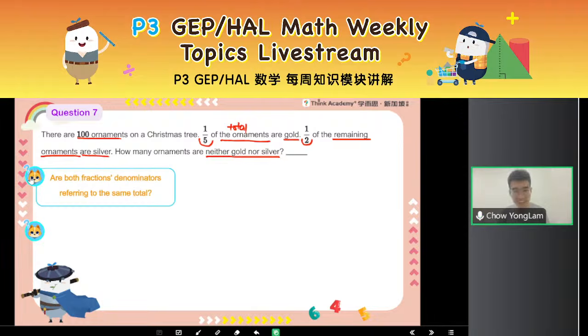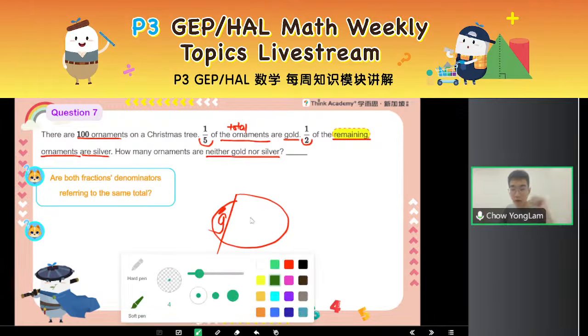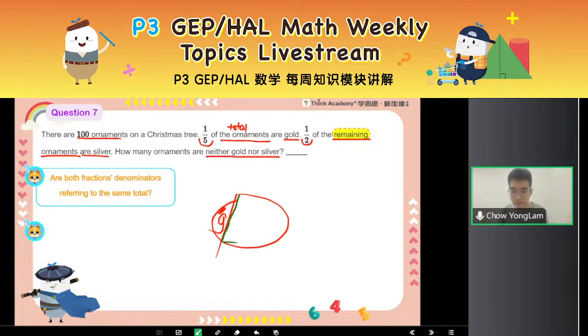Right. Hey, you might notice there's a pesky little word here: remaining. So 1 over 5, of course, I take from the total. Imagine I have this many ornaments. I take 1 over 5. Okay, these are gold. Did the 1 over 2 come from the total as well? No, it comes from the remaining. Remaining means now, before I take the 1 over 2, I focus on the part that hasn't been taken away, and then I take 1 over 2 out of it. It's silver. So these two fractions are not referring to the same total.